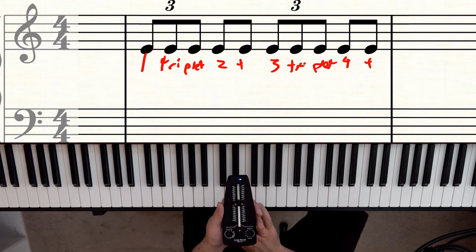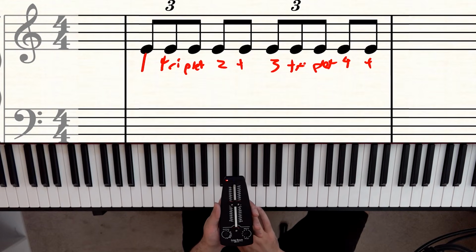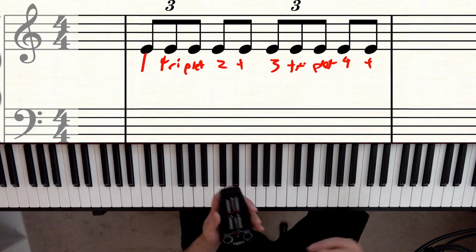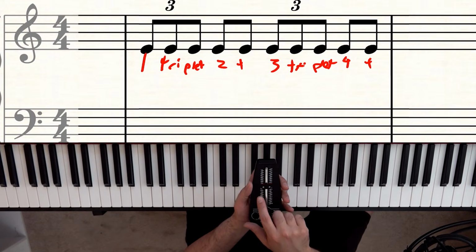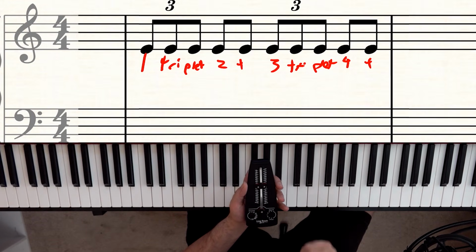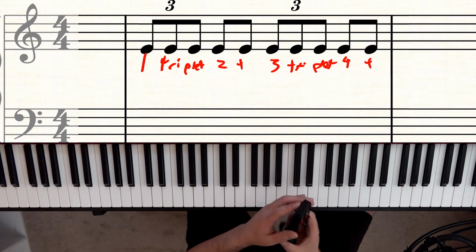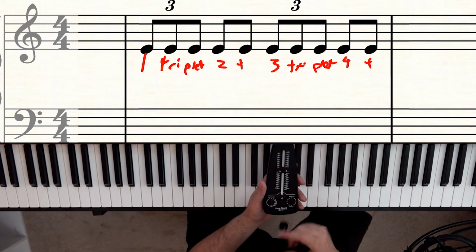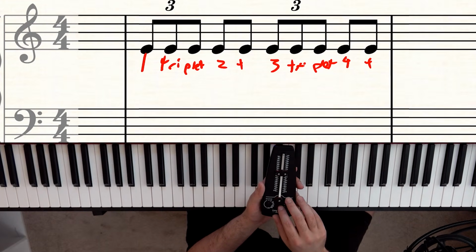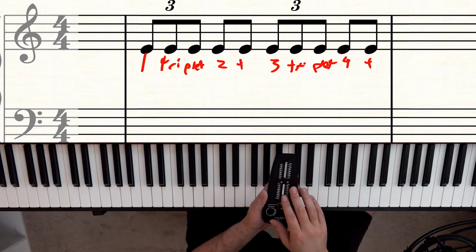1 triplet, 2 and, 3 triplet, 4 and, 1 triplet, 2 and, 3 triplet, 4 and, 1 triplet. So as you can see with the metronome, we were moving from triplets to eighth notes, and the metronome was actually keeping each of those beats for us, so I could shift between triplets and eighth notes, and using the metronome I could also hear when I was getting a little bit off, and then I could go back and make it more solid.